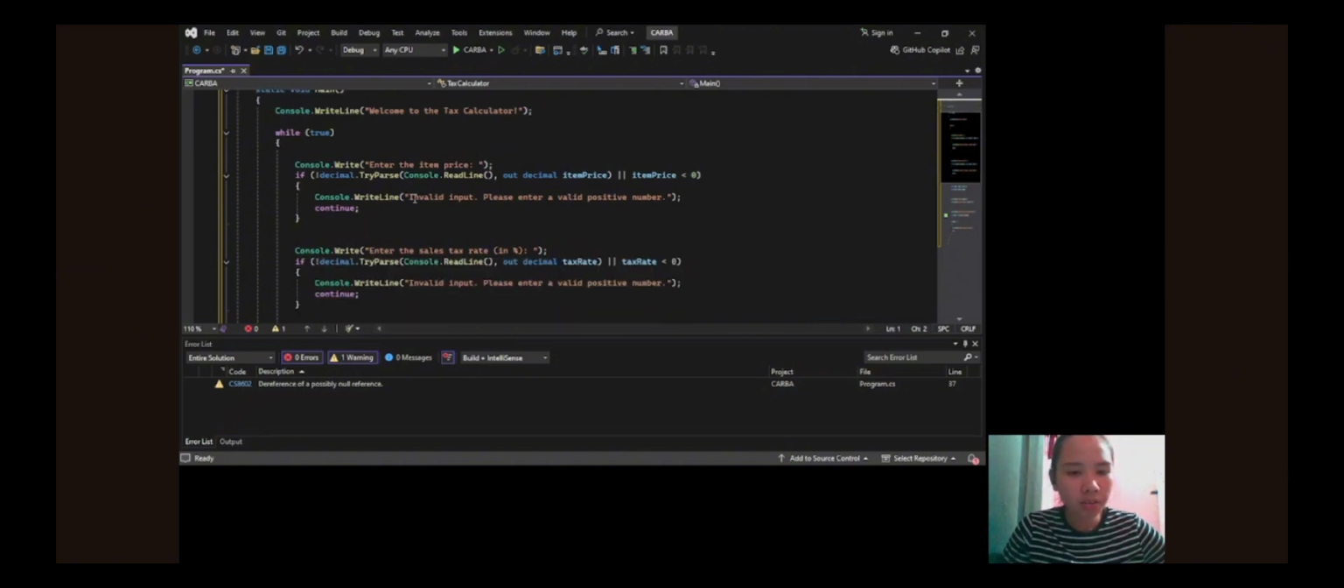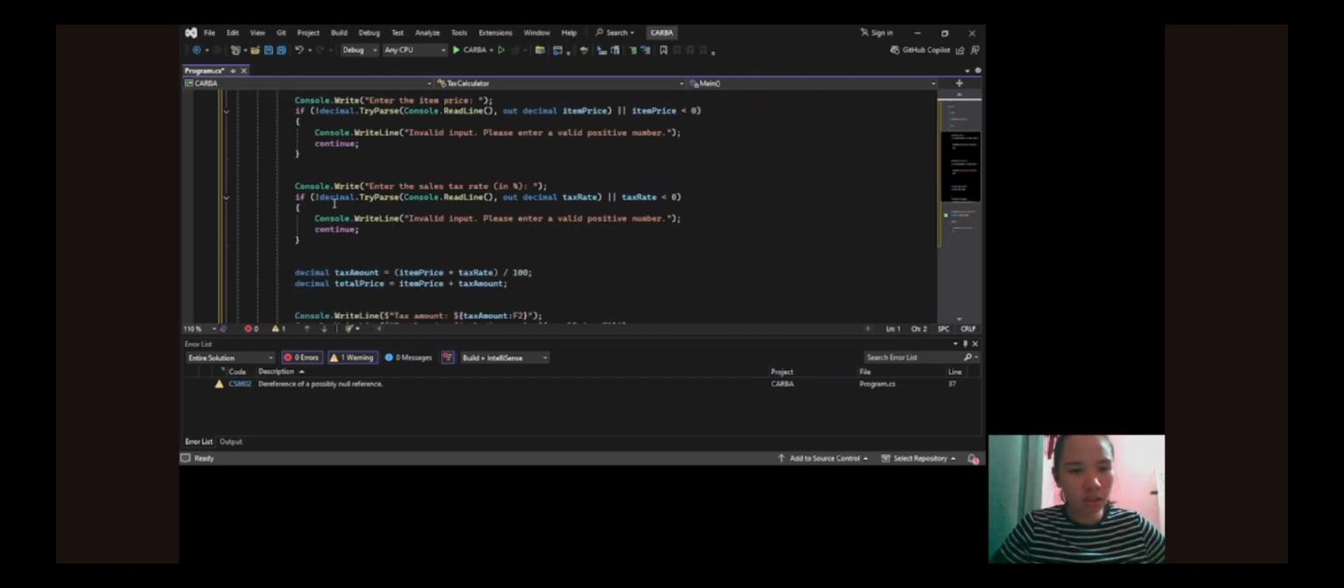Then the next line is Console.WriteLine, Invalid input, please enter a valid positive number. This prints if the user's input is not a positive number but negative. It displays an error message if the user inputs an invalid number, which is a negative number. Then it continues.